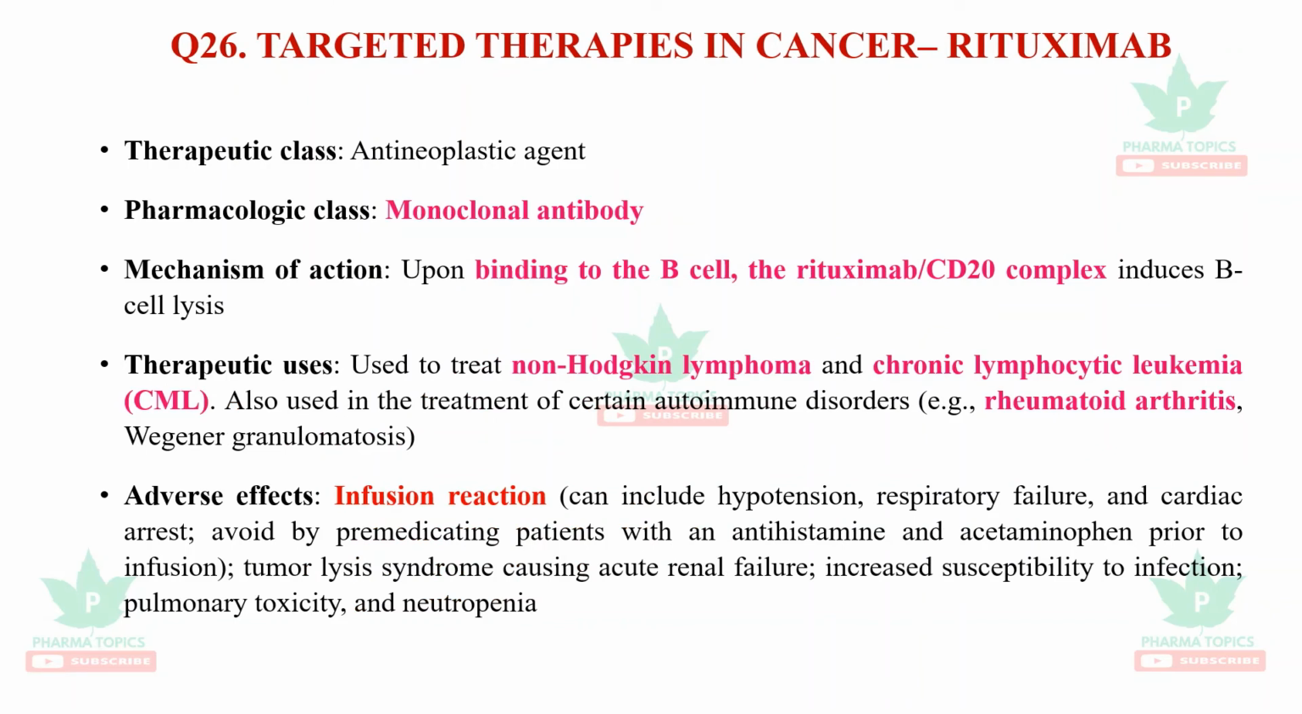Then question number 26 is rituximab. It's a monoclonal antibody, anti-cancer drug binding to the CD20 complex and causes B-cell lysis. Used in treatment of non-Hodgkin's lymphoma, that is B-cell tumor, then chronic lymphocytic leukemia, and it is also used in treatment of autoimmune disorders such as rheumatoid arthritis and Wegener's granulomatosis. The adverse effects include infusion reaction, tumor lysis syndrome, increased susceptibility to infections, pulmonary toxicity and neutropenia.